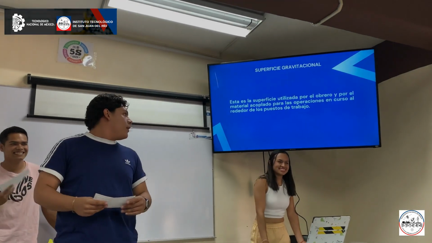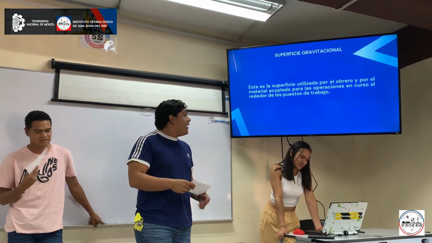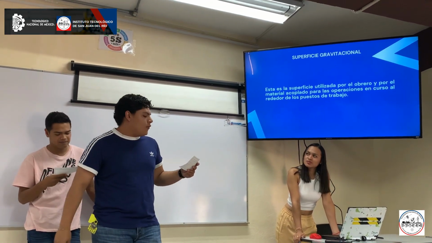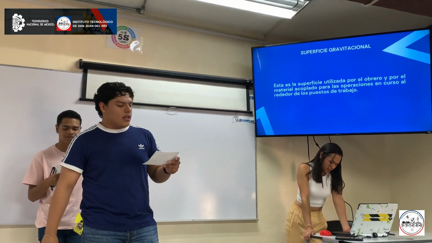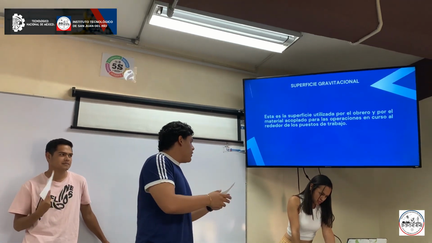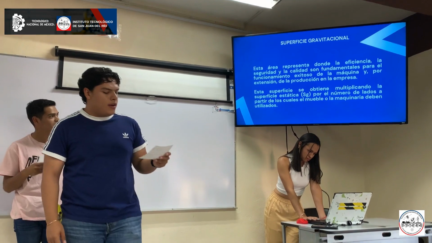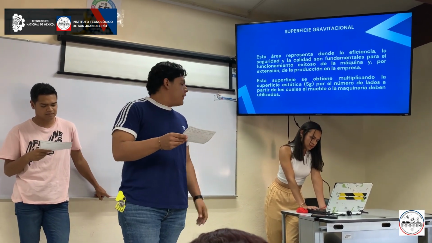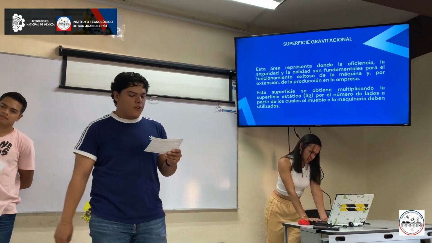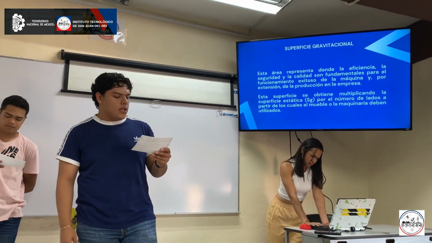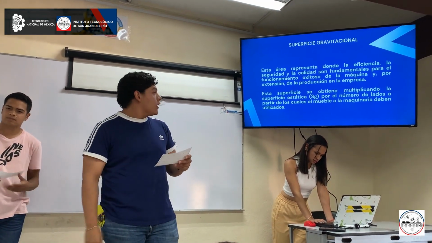And we are talking about the gravitational surface. The surface is used by the worker and the attached material for operation around the workstation. These are represented where efficiency, safety, and equality are crucial for the successful operation of the machine and by station production in the company.